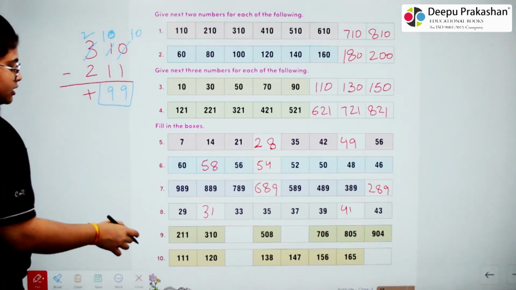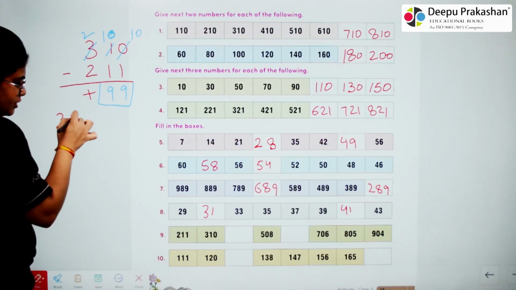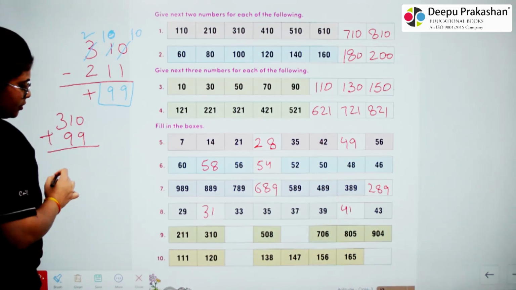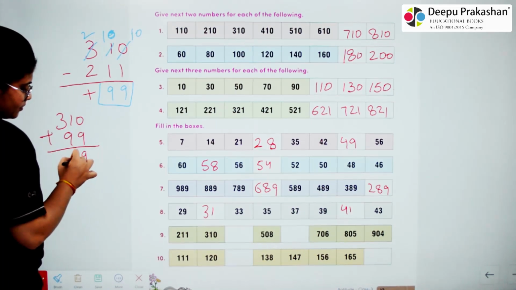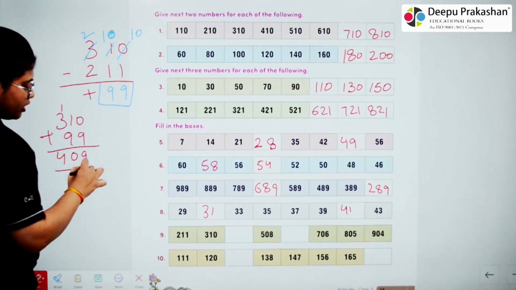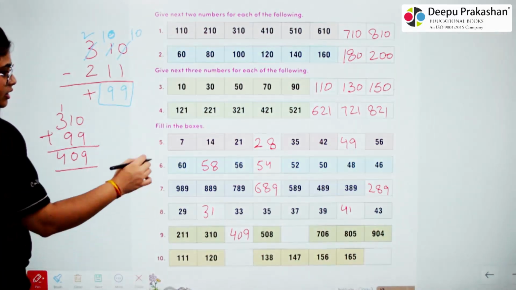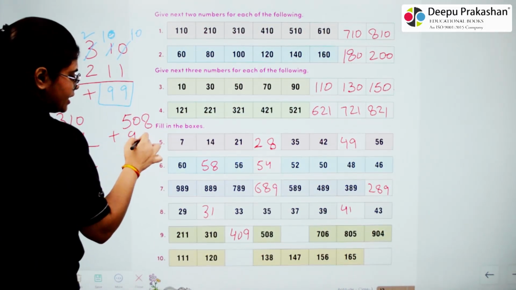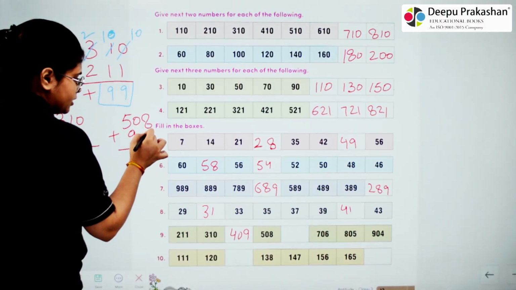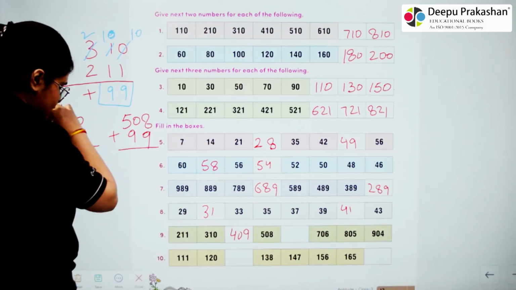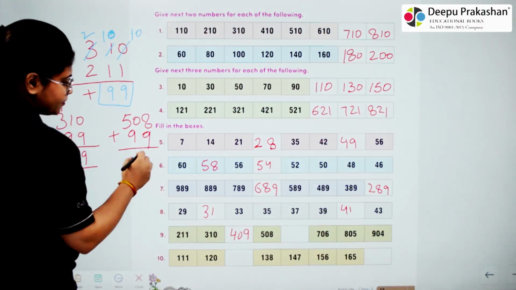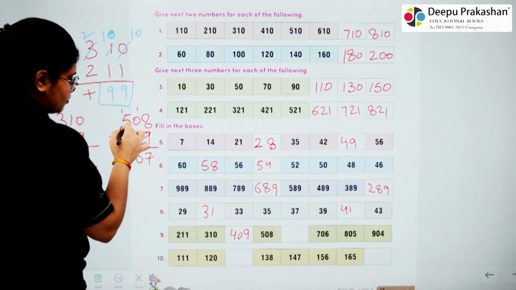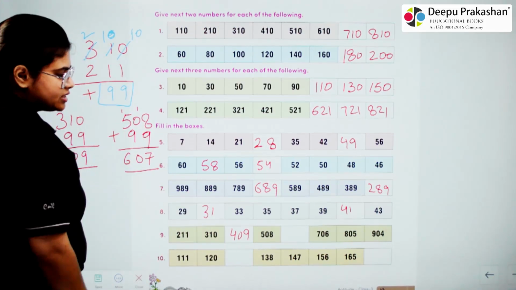So to find the next number that will come after 310, we need to add 99 to it, and the number will come as 409. For the number that will come after 508, we need to add 99 to it, and the number that will come is 607.